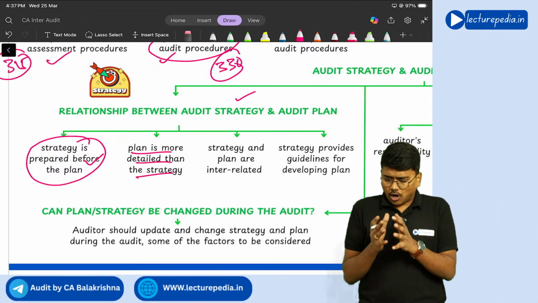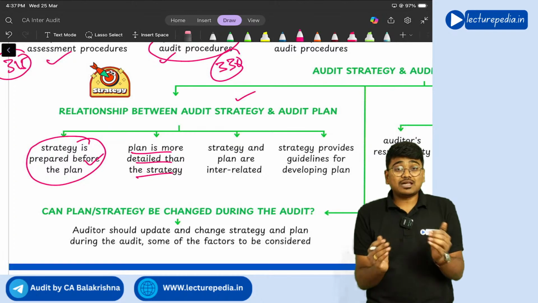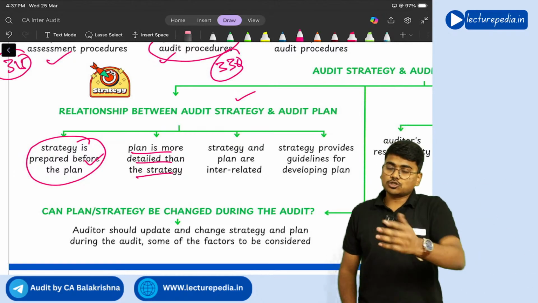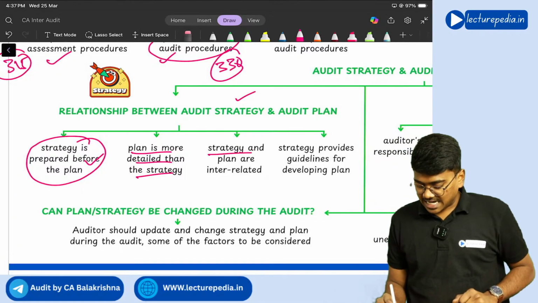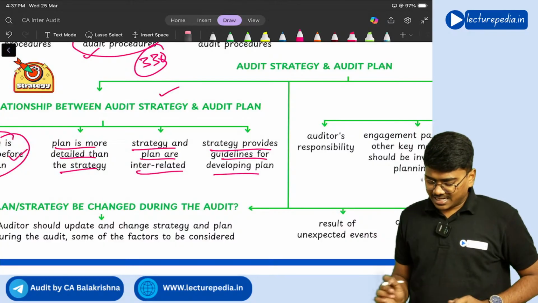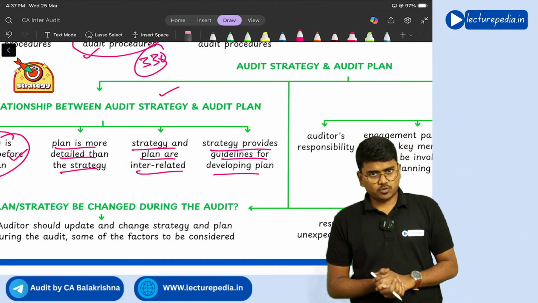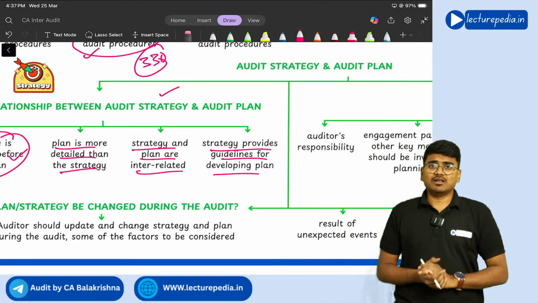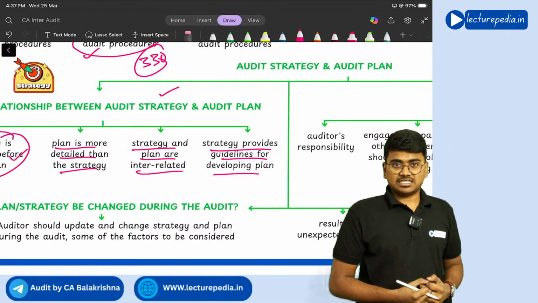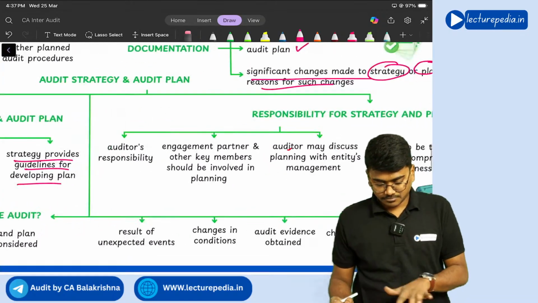And of course, audit plan and audit strategy both are interrelated. If you change the strategy, the plan also should be changed. So strategy and plan are interrelated, and strategy provides guidelines for developing the plan. Of course, the audit plan that you develop is based on the strategy that you have already developed, right?